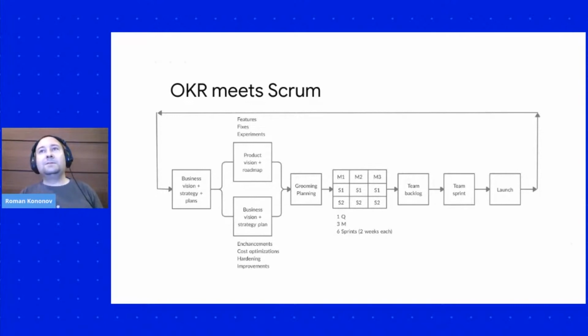So the process of planning, setting objectives, inheriting them, splitting them, merging them, recognizing them, and then finally from this product vision, business vision, different strategies, different enhancements, cost optimizations, hardening, improvements, fixes, experiments, features, we prepare the list of objectives, which in grooming and planning we will split into sprints, into, let's say, a quarter. So like M1, M2, and M3, these are months. And this is one quarter, essentially.